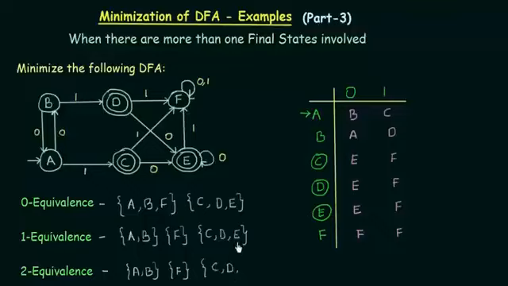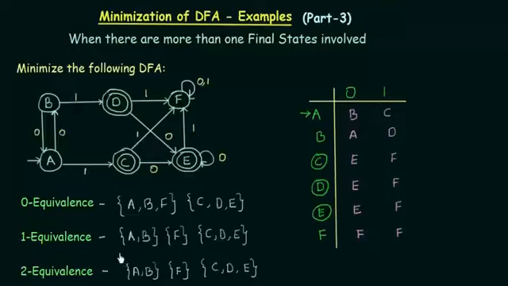Now let me check if E is also 2 equivalent to both of them. Let me check it with D. So D and E, on input 0 they go to E and E, same states, fine. And on input 1 they go to F and F, again same states, so it is fine. So I can say that D and E are 2 equivalent to each other. That means C, D and E are 2 equivalent to each other. So here I have completed the row for 2 equivalents.